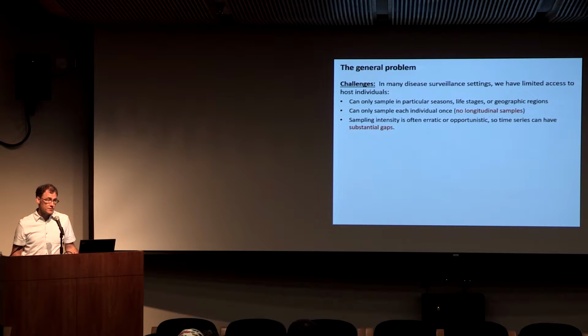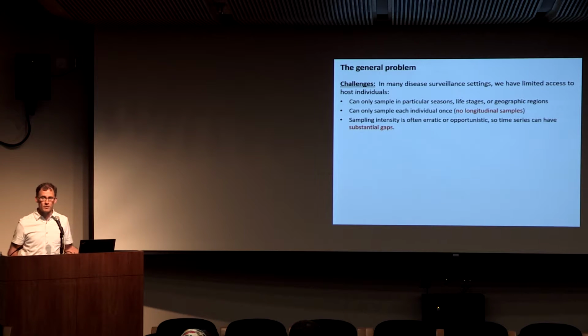So the general problem is that in many disease surveillance settings, we only have limited access to the host individuals we're trying to sample. You can get them only during certain seasons or certain life stages. You can sample, say, piglets, but not adult pigs, or some kind of wildlife species only at a time when they're in an accessible geographic region. We typically can only sample cross-sectionally, so we only get one sample from each individual, which is much less informative than longitudinal sampling. And then the sampling intensity is often erratic or opportunistic or, I would say, spasmodic.